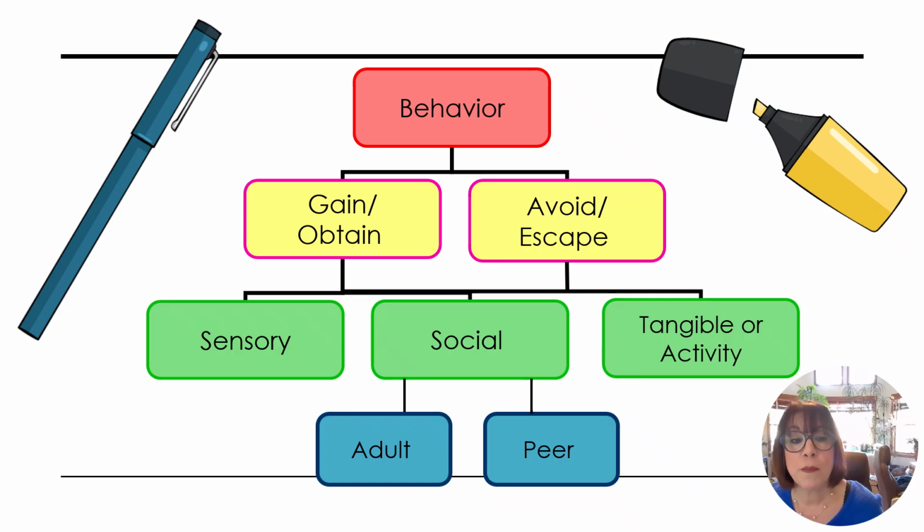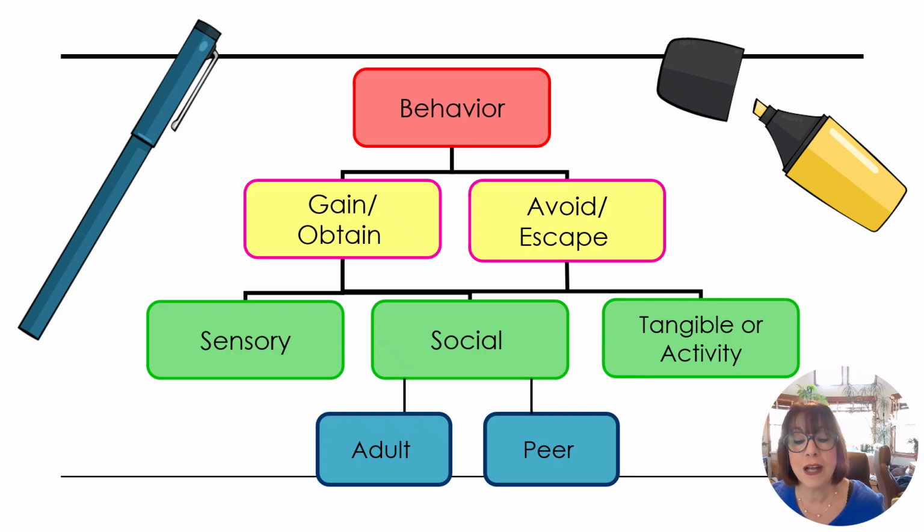This slide shows you more about the function of behaviors. A child might be exhibiting a behavior to get something. Perhaps it is sensory stimulation, or it could be to get something that is social in nature from an adult or from a peer, or perhaps it is to get something tangible like a toy or access to an activity.